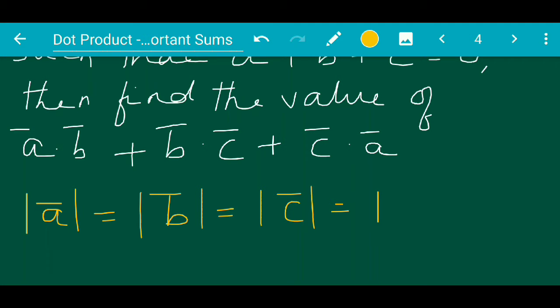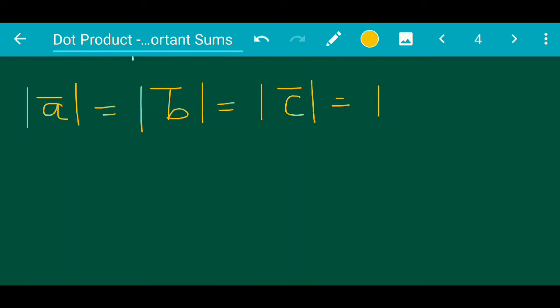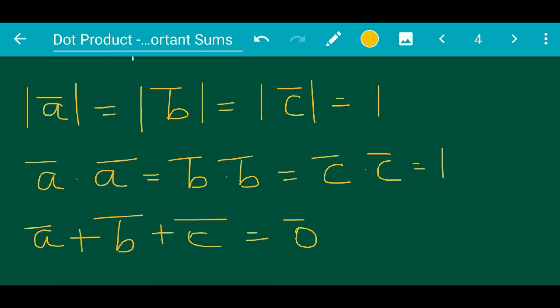We have to find the value of a dot b plus b dot c plus c dot a. Also, since mod a, mod b, mod c is 1, this property of vectors is obeyed. That is a dot a becomes 1. Similarly, b dot b and also c dot c becomes 1. Also, they have given that a plus b plus c is equal to 0. This is given to us.